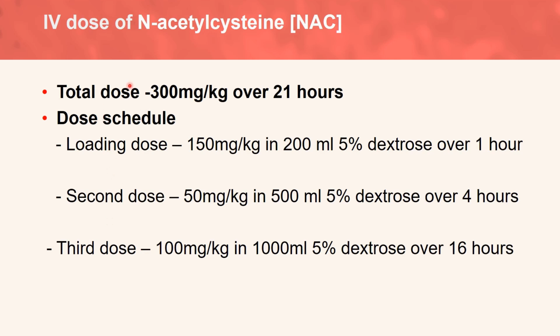Now if you give N-acetylcysteine by intravenous route, then the total dose will be 300 milligram per kg. You'll give over 21 hours. So the dose schedule will be: loading dose 150 milligram per kg in 200 ml 5% dextrose over 1 hour. After this, second dose you give 50 milligram per kg in 500 ml 5% dextrose over 4 hours. Then third dose you'll give 100 milligram per kg in 1000 ml 5% dextrose over 16 hours. Total 21 hours you'll take.